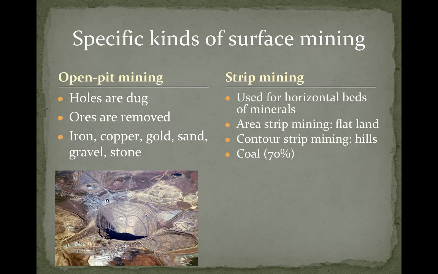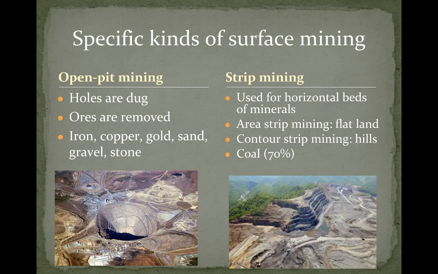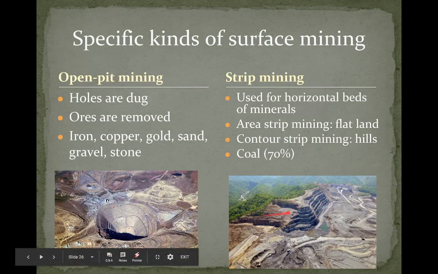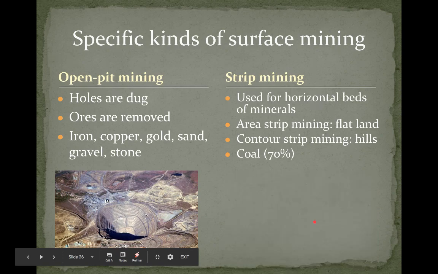Strip mining, what's happening here is you're just taking a big strip of land. You'll see horizontal beds. So you can see here, there's probably coal, alternating layers of sediment, coal, sediment, coal, sediment, coal. So they have to take the land away in strips.